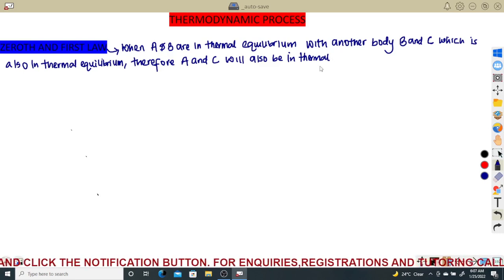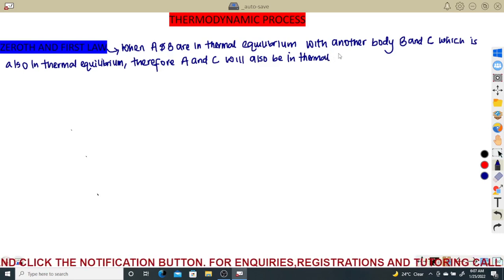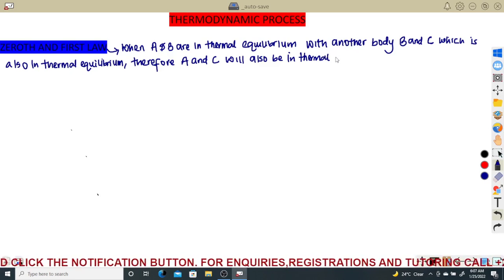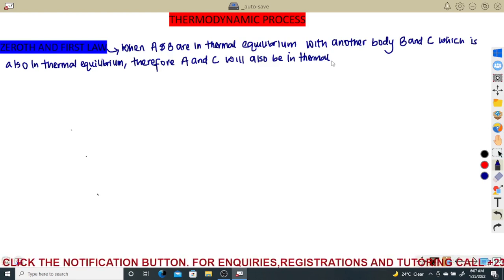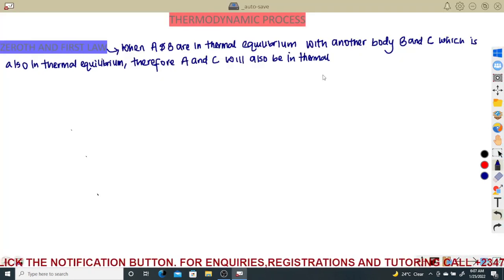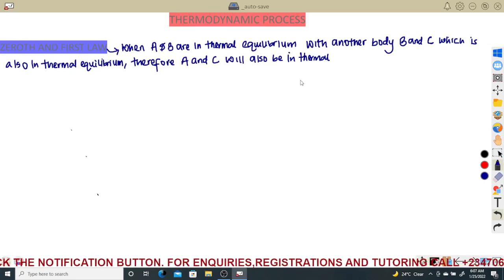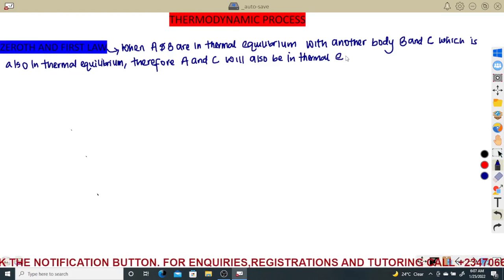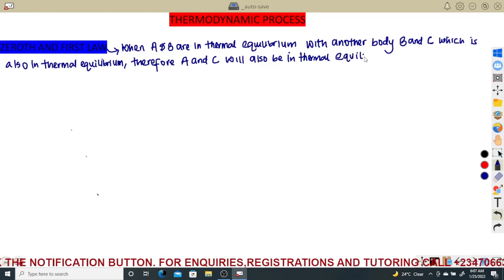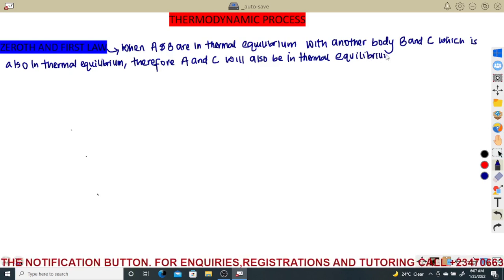So what I'm saying here, guys, is that when you have two bodies which are in thermal equilibrium, the amount of temperature flowing in both of them is equal. They come in contact with another body, which is also in thermal equilibrium. When they are in contact with each other, there's also going to exist a kind of thermal equilibrium between the third bodies, which is A and C. So that is what the law is talking about, and this is the definition we give to the zeroth law.